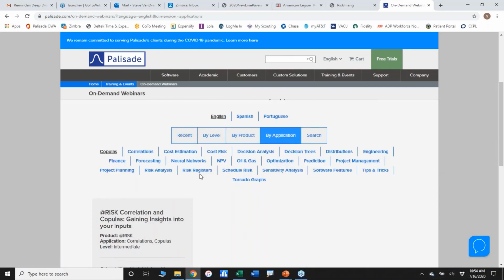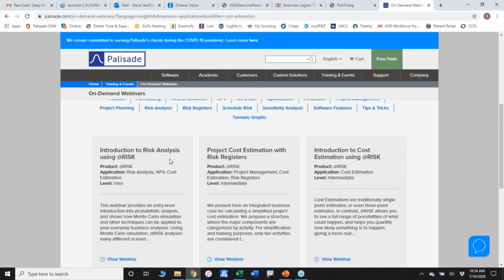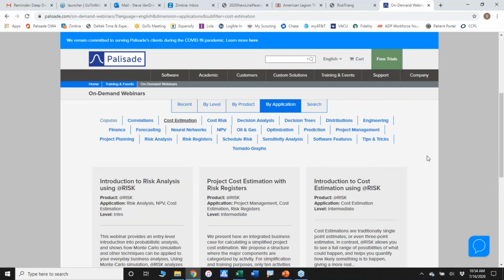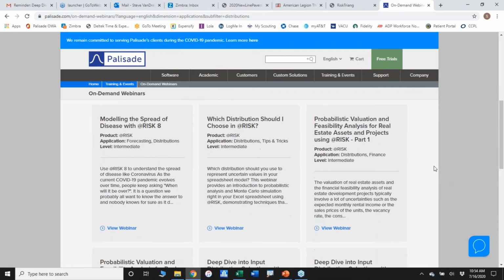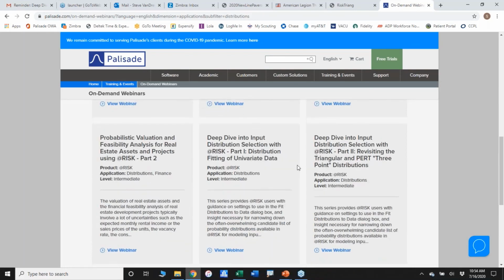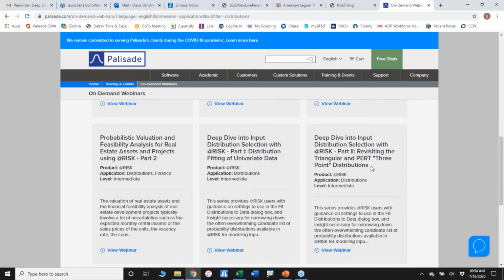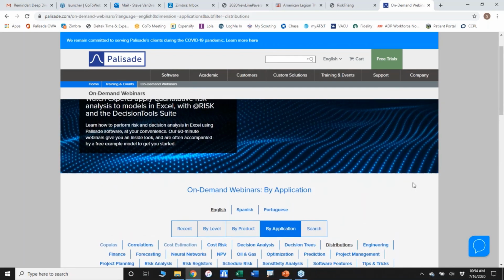And notice that there are risk registers, risk analysis, cost estimation, cost risk. Here we go, cost estimation, for example: introduction to risk, project cost estimation with risk registers, intro to cost estimation using At-Risk. Distributions, boom. Which distribution should I choose? A whole lot, and here's me. These are actually me doing the first two that I did for ICEA, but I tailored them a little bit more to cost estimating there. So a whole bunch of things.